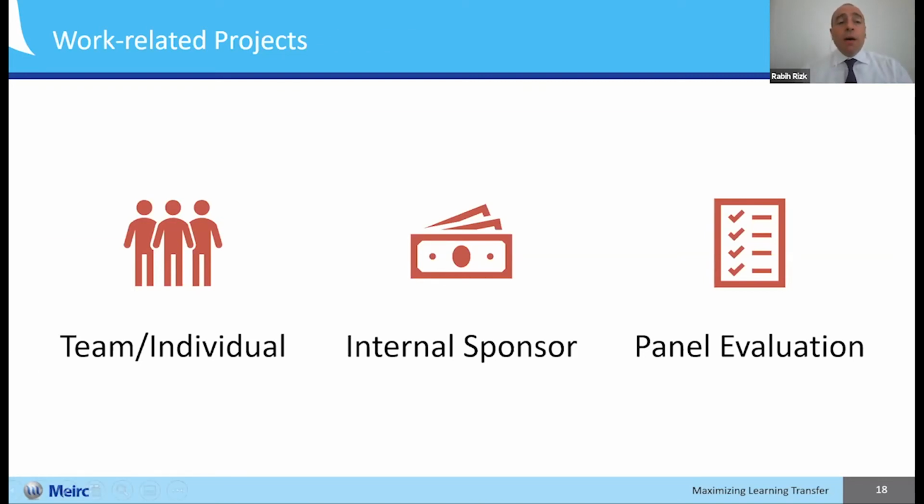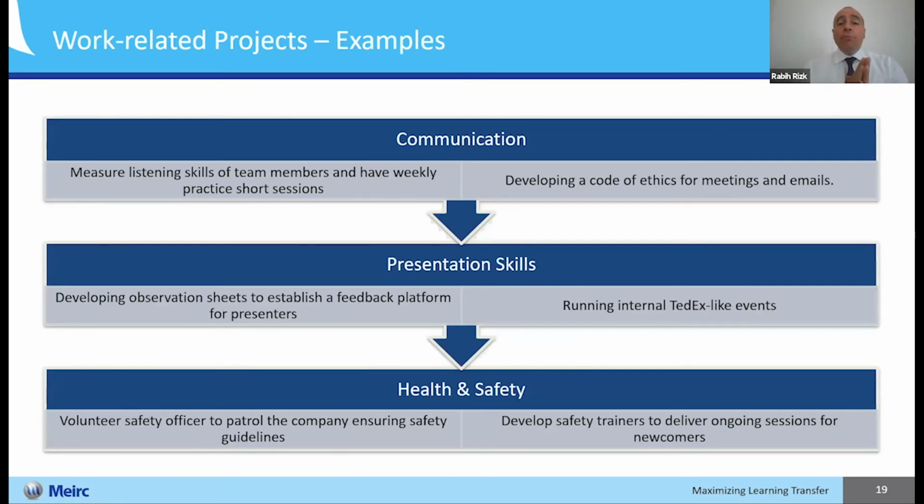So, some ideas on what kind of projects you might give on several training topics. If you are delivering a training on communication, then a project would be to measure listening skills of team members and have weekly short practice sessions for the attendees or for other colleagues for 3 or 4 months.